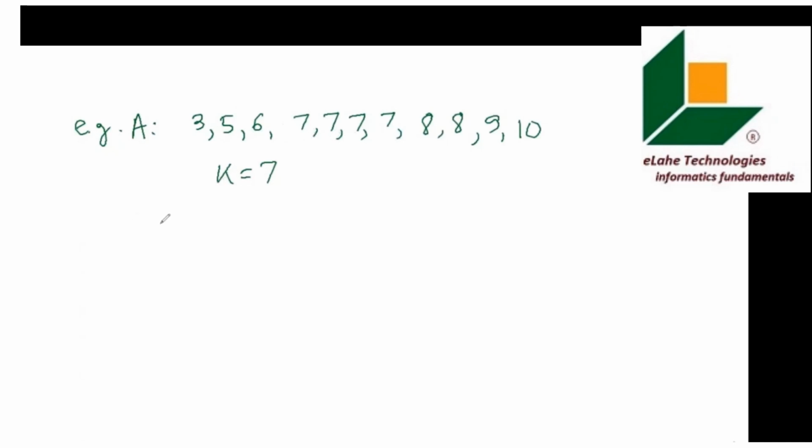So the approach would be simple. First, since it is sorted, we can binary search for K in A. That would be order log n time. And then we locate the first instance of occurrence of K in A. And then we subsequently remove the occurrences of K one after another.